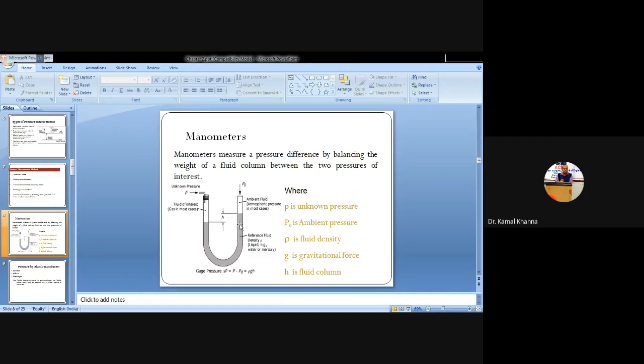So manometers basically measure the pressure difference by balancing the weight of a fluid column between the two pressures of interest. Why am I talking about balancing the weight of the liquid? You can see whenever there is an imbalance, the fluid may fall in the left limb, and in the right limb, the fluid may rise.